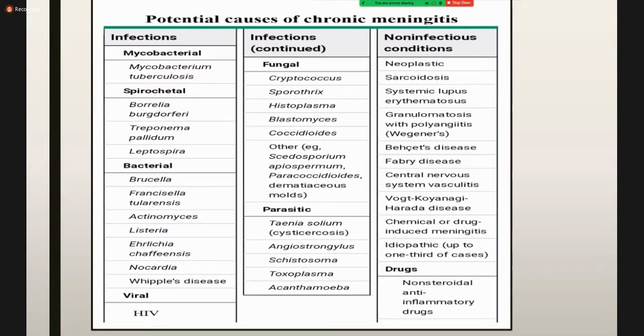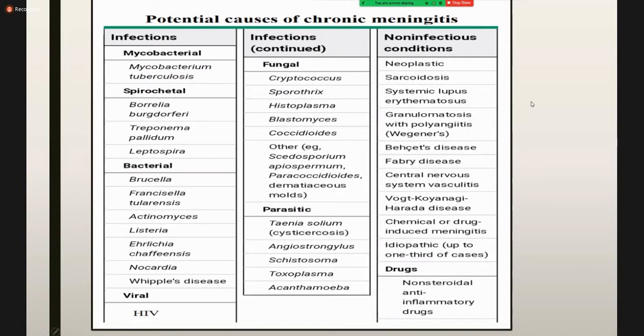So, considering potential causes of chronic meningitis, we have a long list, and I will just introduce certain classifications here so you will know these are different pathogens or different types of causes of chronic meningitis. If your brain doesn't know, your eye doesn't see, so you should know certain rare causes as well as certain different types of bacterial, spirochetal, viral, and non-infectious causes of chronic meningitis.